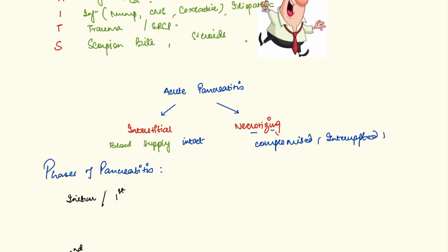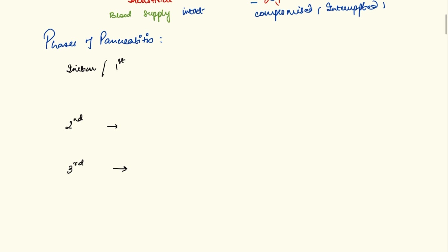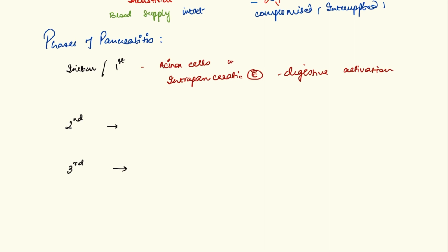Now, the pathogenesis. There will be three phases of pancreatitis. In the first phase you will have two things. The pancreas has acinar cells, so there will be acinar cell injury, and the intrapancreatic digestive enzymes will be activated. So: activation of intrapancreatic digestive enzymes and acinar cell injury.